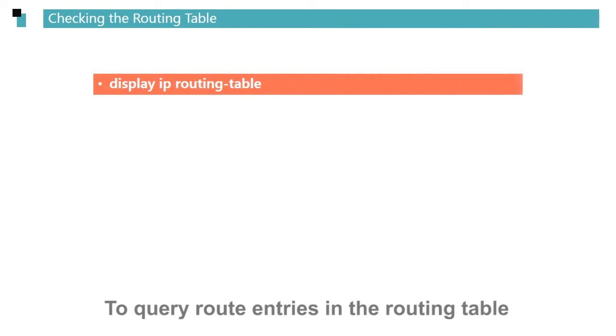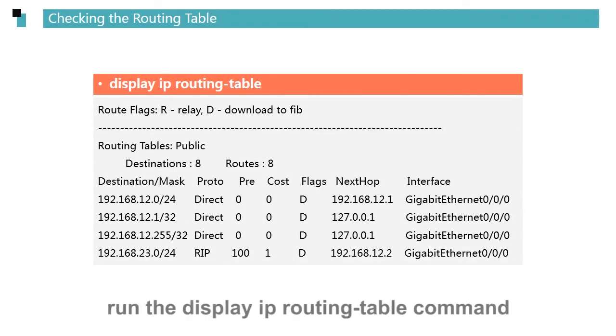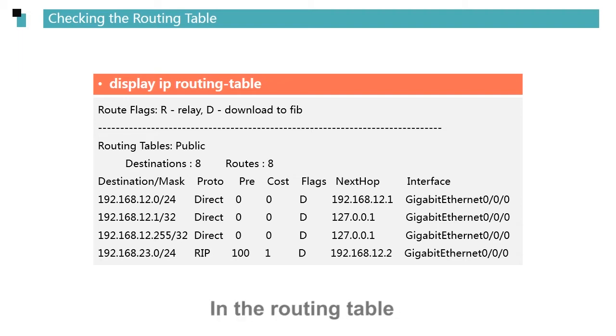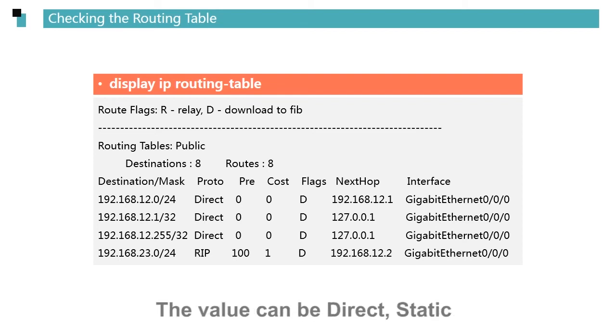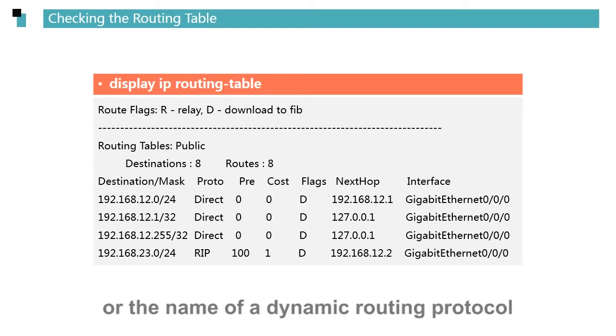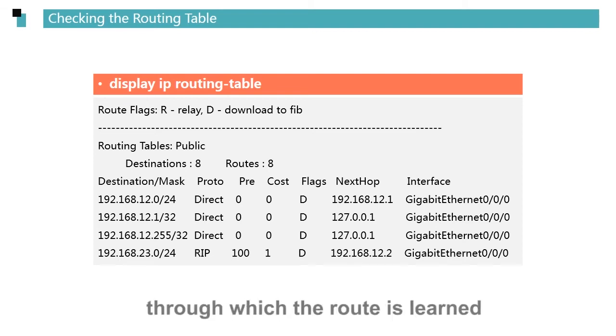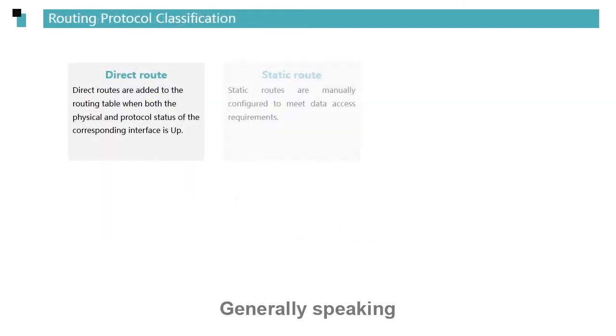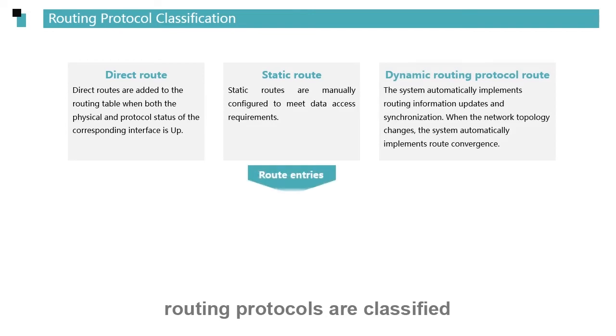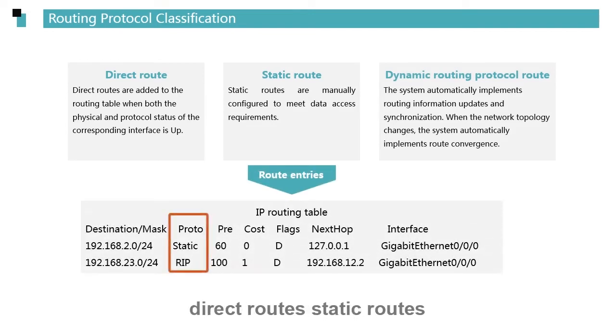To query route entries in the routing table, run the display ip routing-table command. In the routing table, the proto field indicates the routing protocol of a route. The value can be direct, static, or the name of a dynamic routing protocol through which the route is learned. Generally speaking, routing protocols are classified into three types: direct routes, static routes, and dynamic routing protocols.